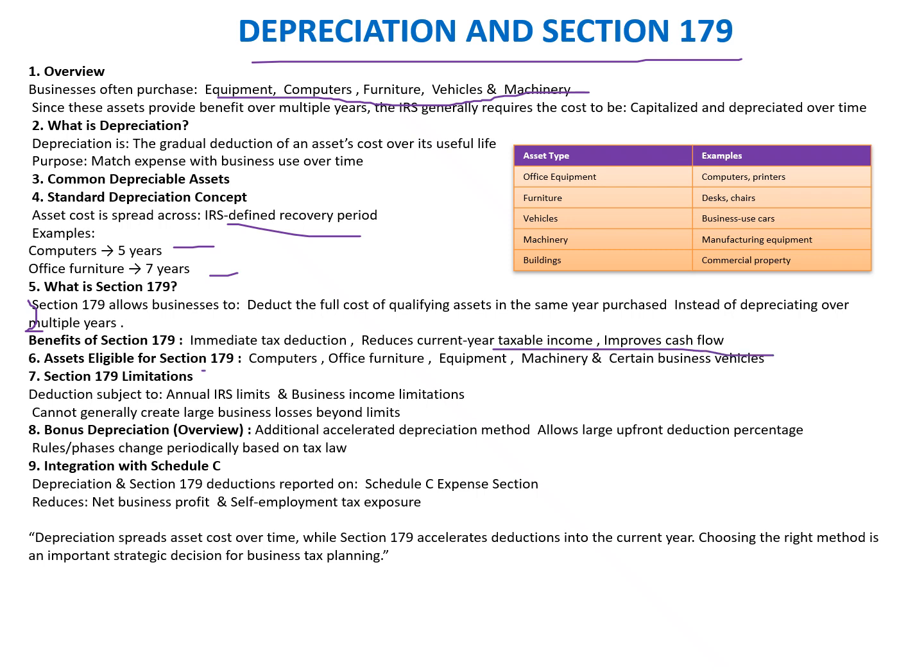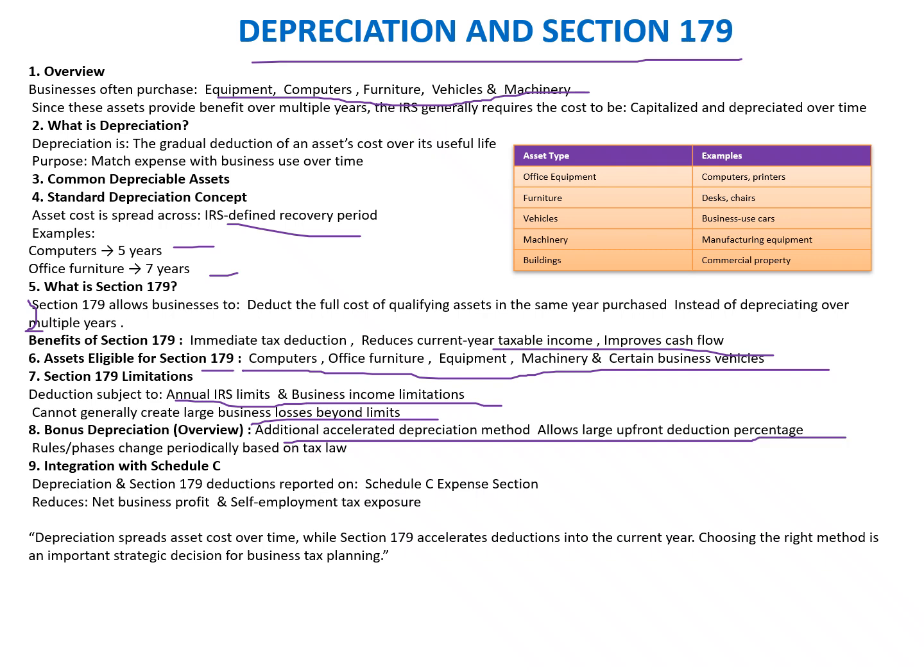Assets eligible under Section 179 are computers, office furniture, equipment, machinery, and certain business software. But it has a limitation: the deduction is subject to the annual IRS limits and the business income limitation, and it generally cannot create large business losses. Then we have accelerated depreciation, which can be allowed as per the law, wherein instead of taking the depreciation as per the regular rules, we can take higher depreciation in the year of the purchase itself. Depreciation and Section 179 are integrated with Schedule C, and they reduce the net profit and the self-employment tax exposure.